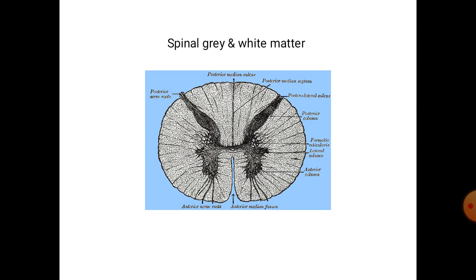You can see the staining of the cross section here with the silver technique, and you can see the darker matter which is the grey column containing mainly the sensory and motor cells, and all the other lighter part is the white matter containing the fibers, that is the dendrons and the axons of the different cells.